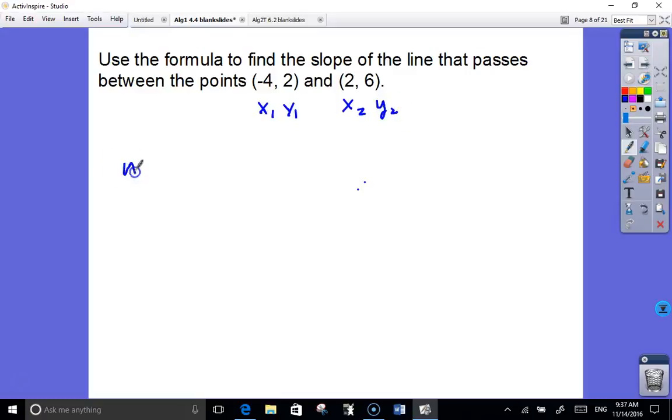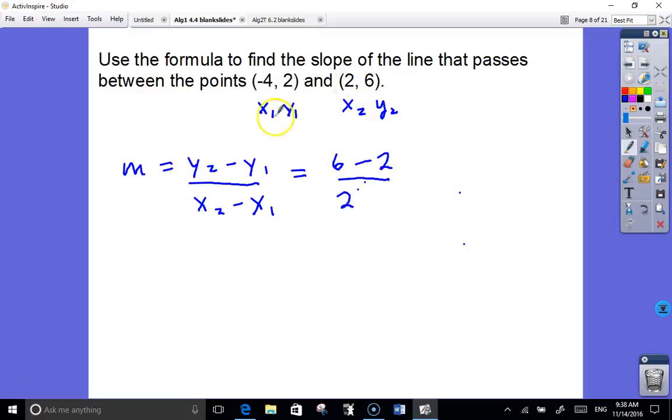The formula is y2 minus y1 divided by x2 minus x1. So we should just substitute for all 4 of those letters. The y2 is here, it's 6. The y1 is 2. The x2 is 2. And the x1 is -4. That's minus a -4.